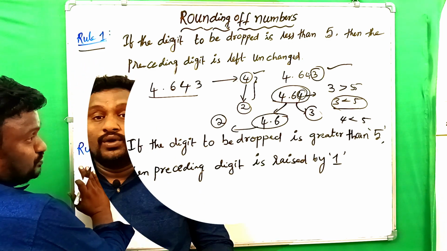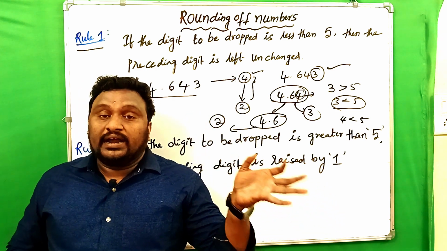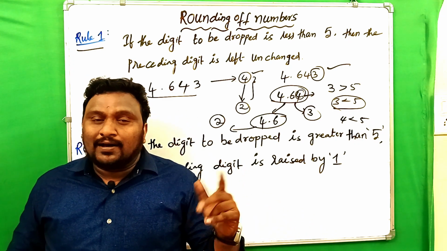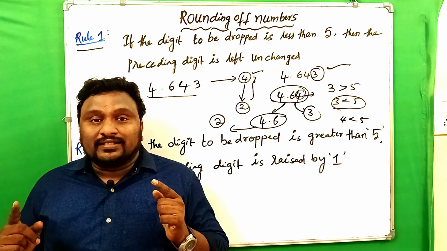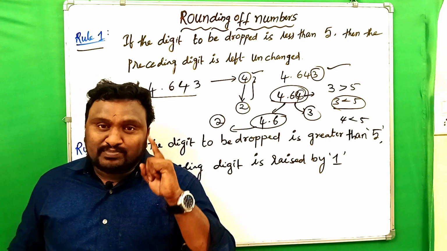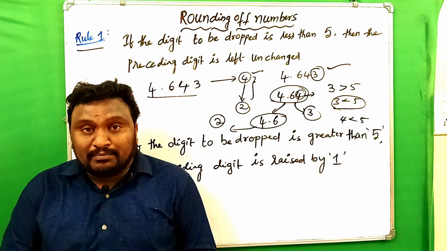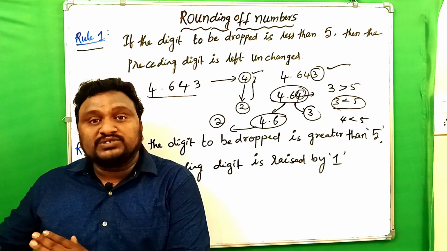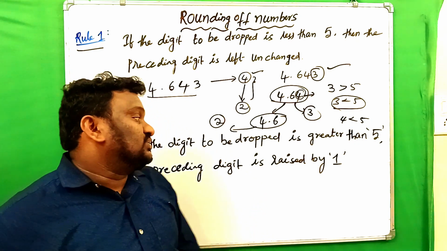Now let's see rule number 2. The number which is going to be dropped, that is, the most insignificant digit, if it is more than 5, then the preceding number should be increased or raised by 1. That is rule number 2 in the process of rounding off numbers.